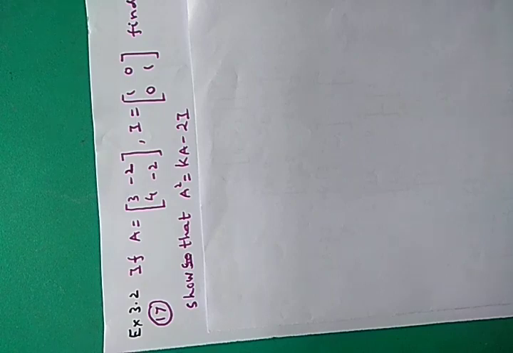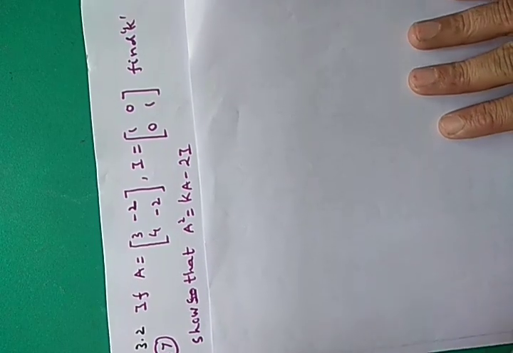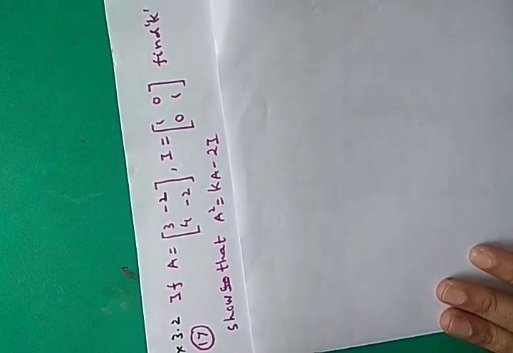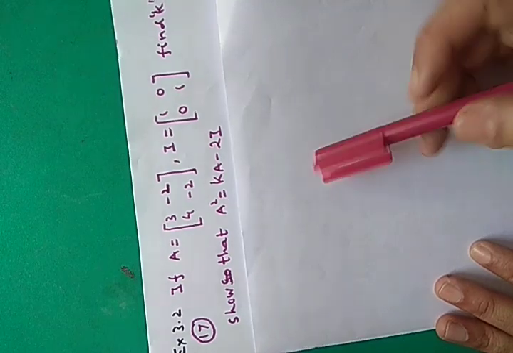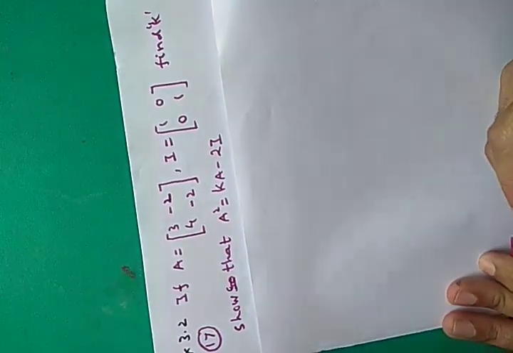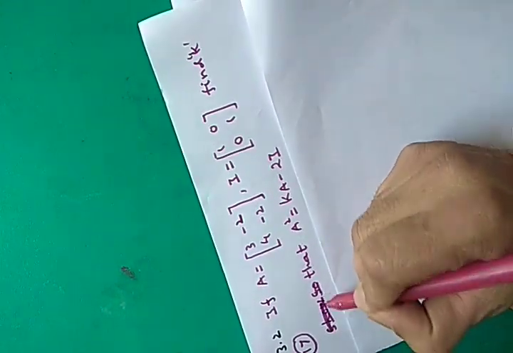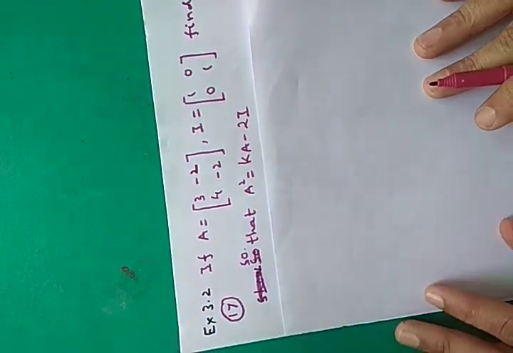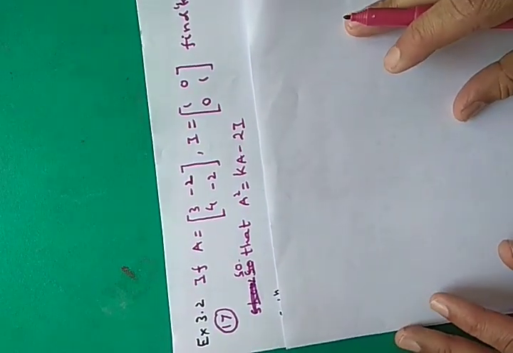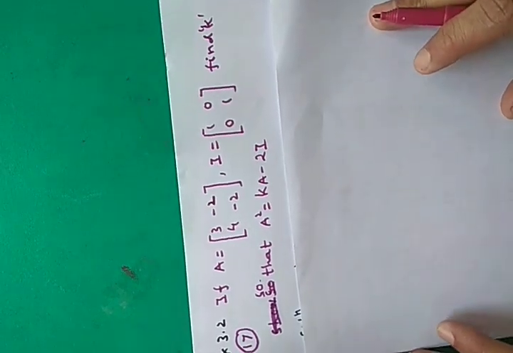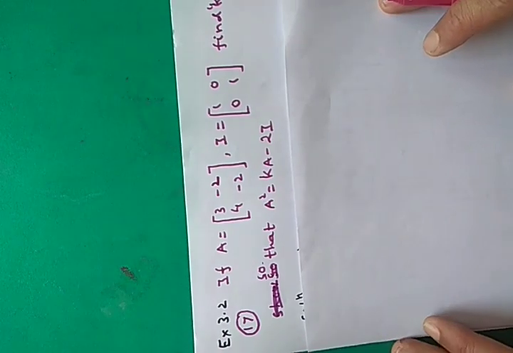It was correct. If A is this much, I is this much, find K so that A square equals KA minus 2I. So you have to find out K so that A square equals KA minus 2I.